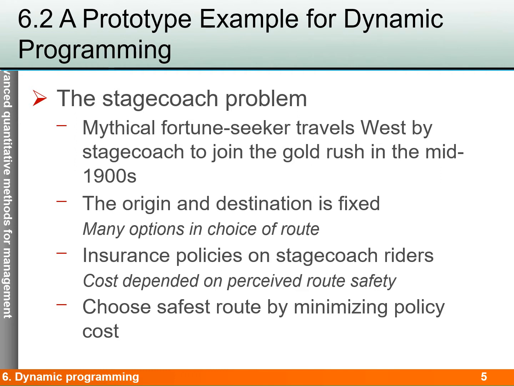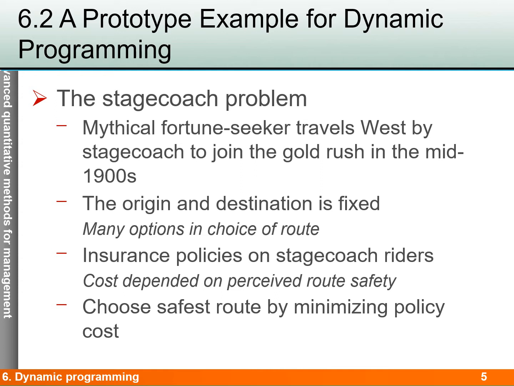In this slide, let's talk about a prototype example and describe a little bit what it exactly says and what is the objective of that. This famous example is specifically prepared for the concept of dynamic programming: the stagecoach problem. It concerns a mythical fortune seeker in Missouri, United States, who decided to go west to join the gold rush in California during the mid-19th century.